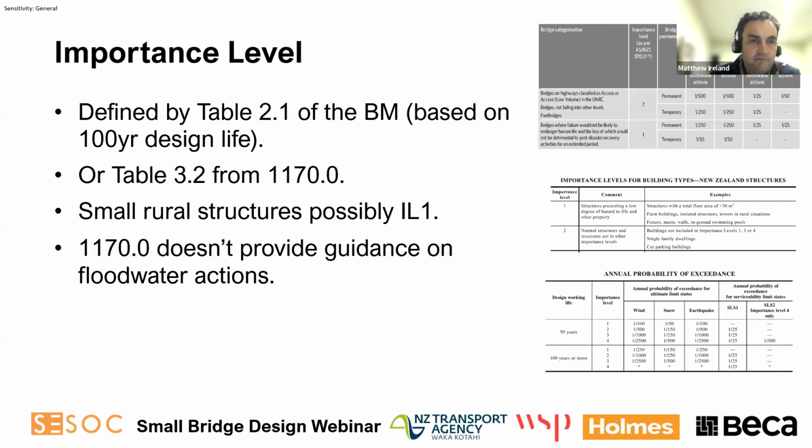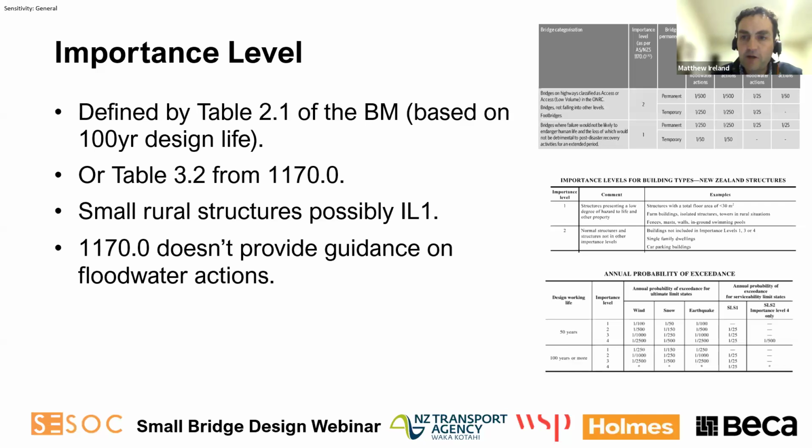Cool. So now just revisiting importance level. Again, it depends on which compliance pathway you choose. If you choose the bridge manual, you'll be looking at table 2.1 of the bridge manual. And if you're choosing an 1170 type approach, you'll be looking at table 3.2 from 1170.0. So just to highlight a couple of the key differences between the two, really. In 1170, it does give you the different annual probabilities of exceedance for the different design working lives and importance levels. But in reality, there's actually not a whole lot of difference between the tables.